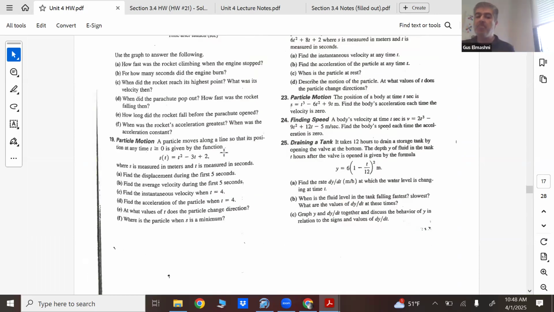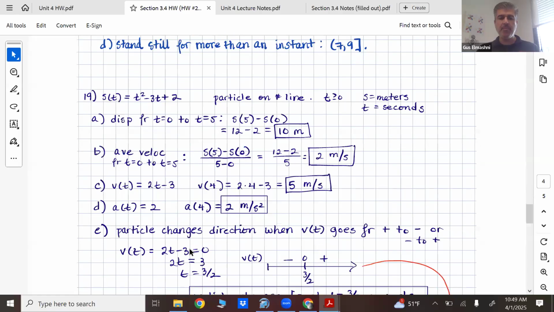More of the same thing. But here you have an equation instead of a graph or a table. And just do the derivative once and twice to get all those things. Any questions on 19 at all? No? Okay. All right. Then I think we're okay. Perfect.